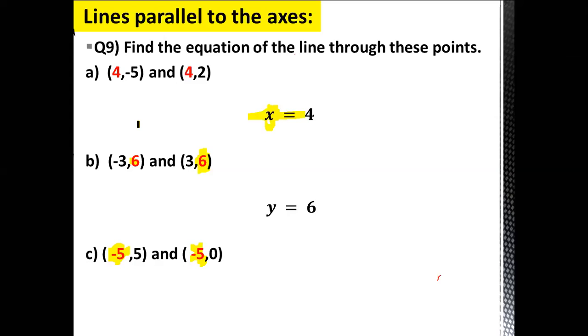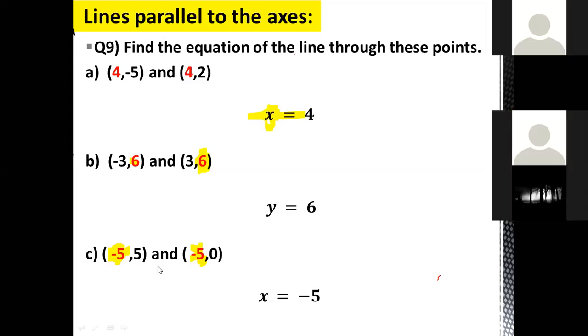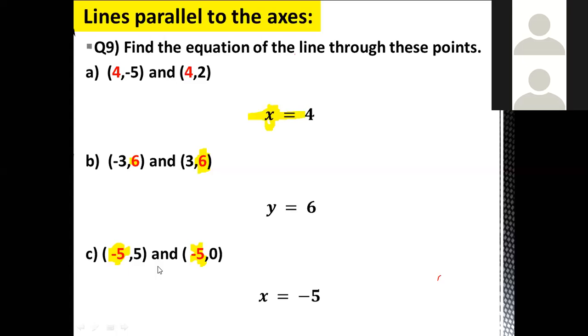Okay, Raghad. X equals -5. How did you know, Raghad? Because in the coordinates the x values are the same. They are the same. So it's x equals -5. Omar Nassar, did you understand? We just check the coordinates, Omar. Yes. Okay, Omar. Great. Thank you very much.